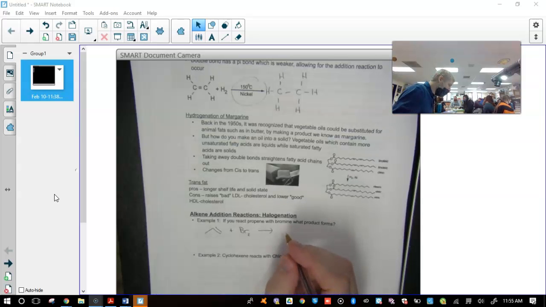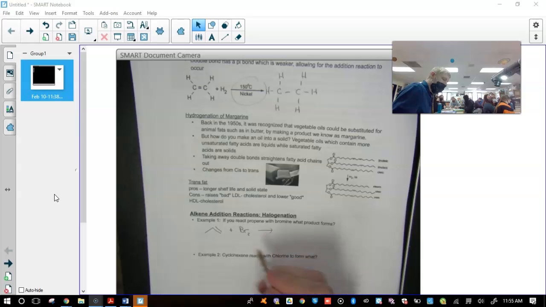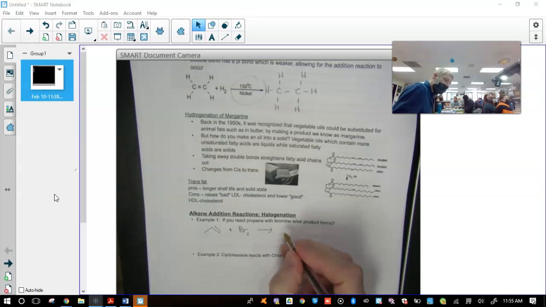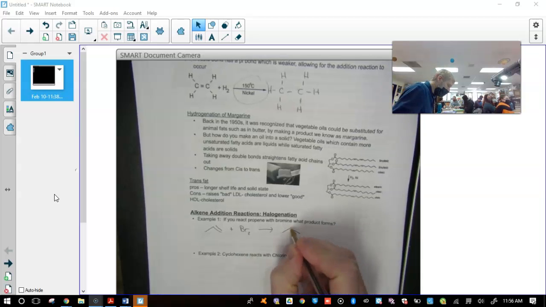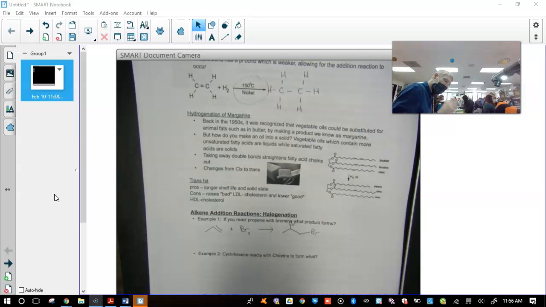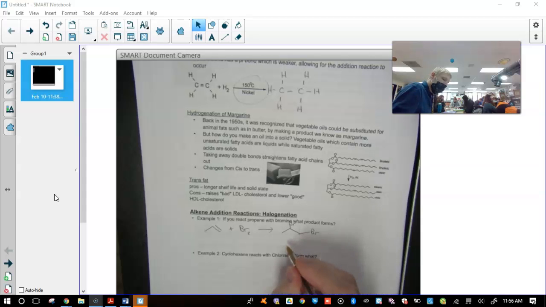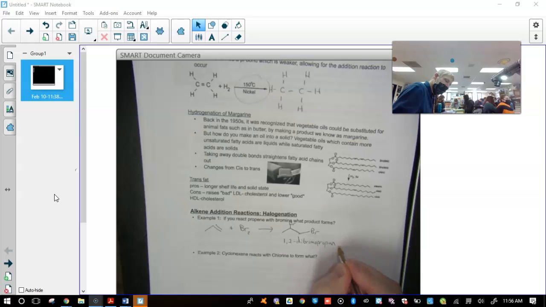For this one, you do not need a catalyst. This is going to be pretty spontaneous. You've got a double bond, and then a halogen is going to react pretty readily. We're just adding bromines onto it, but I've got to make sure I don't lose a carbon. And there you go. And this is going to be 1,2-dibromopropane. All right.